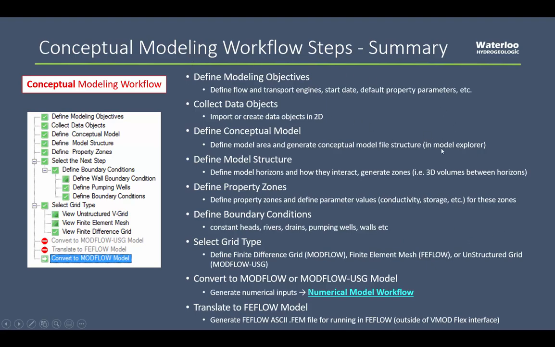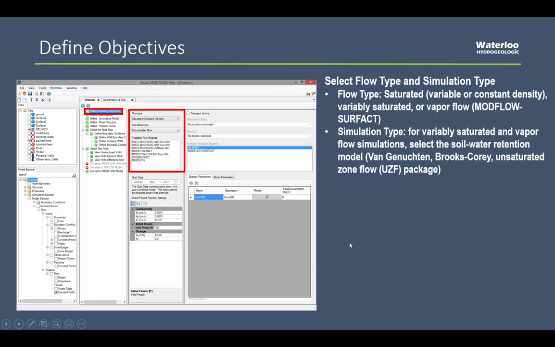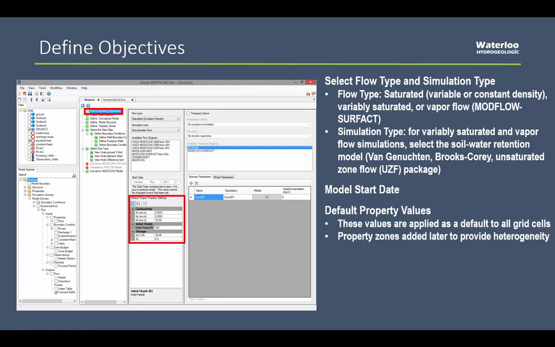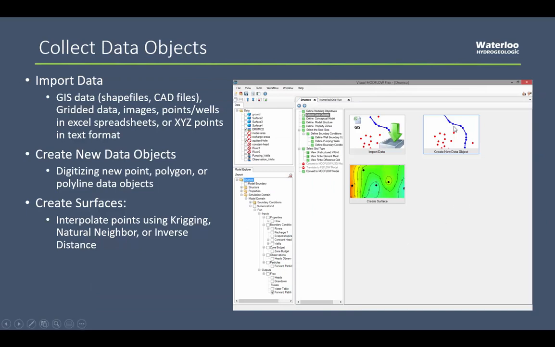You start by defining your modeling objectives, which is what this screen looks like here. Defining the modeling objectives simply entails selecting the flow type and determining whether or not transport is going to be active in your model. At this point, you're able to select various retardation and reaction models that will be applied. That, of course, is going to inform the various property arrays that you'll have to populate with different property values like decay constants and distribution coefficients and that type of thing. At this stage, we're also going to set the model start date, and in the conceptual modeling workflow, we would then move on to the next step, which is to import data.